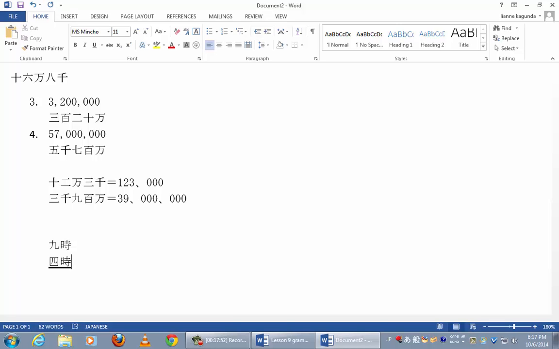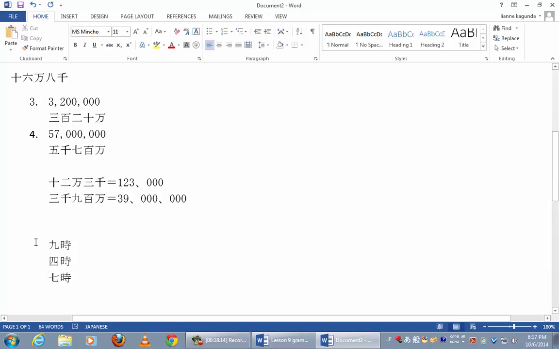Goji, Rokuji. It is Shichiji, not Nanaji. Okay, I don't know why, but it just is. Shi, chi, ji, like that. And you get the right kanji. Okay, I've never really heard anyone say Nanaji. It just sounds odd.